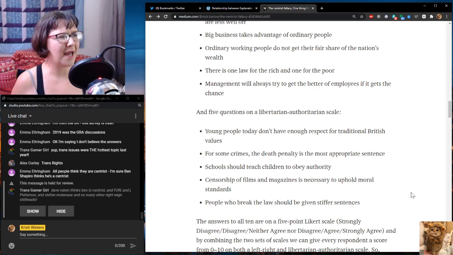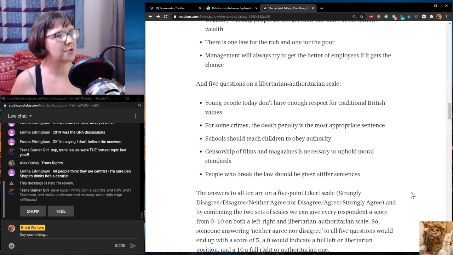Young people today don't have enough respect for traditional British values. For some crimes, the death penalty is the most appropriate sentence. Schools should teach children to obey authority. Censorship of films and magazines is necessary to uphold moral standards. And people who break the law should be given stiffer sentences.